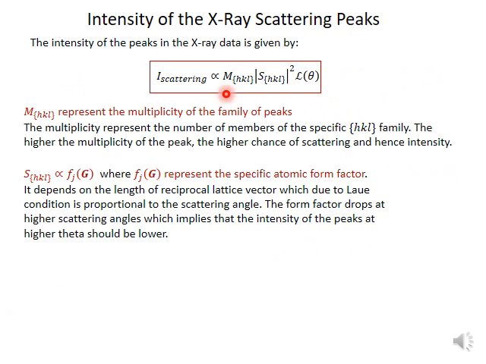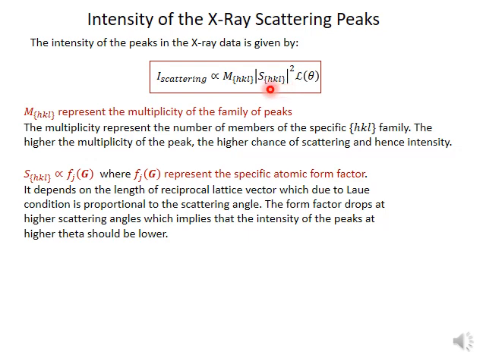The higher the multiplicity number, the higher the intensity. That's an important thing, because if you have higher multiplicity, it means you have more different planes exactly representing the same Miller indices, and the higher that number is, the larger the scattering amplitude would be.